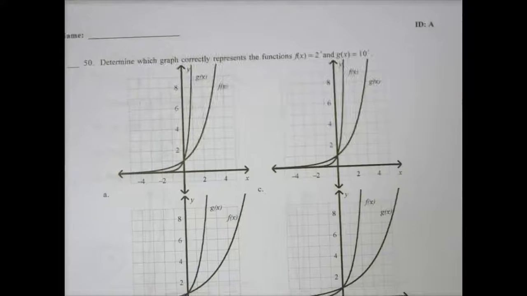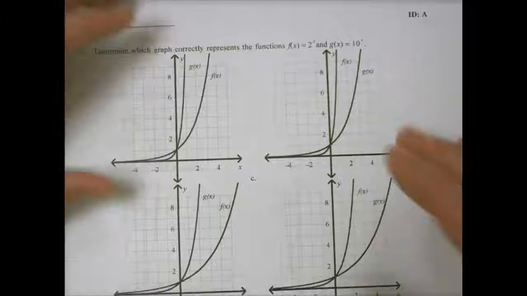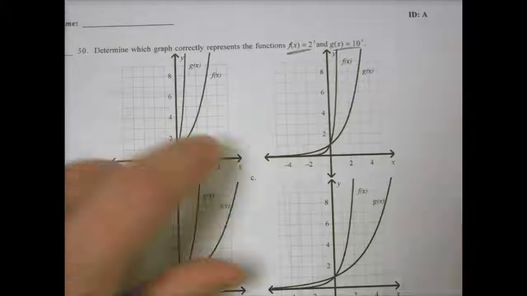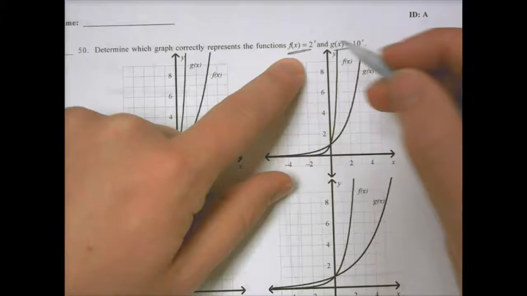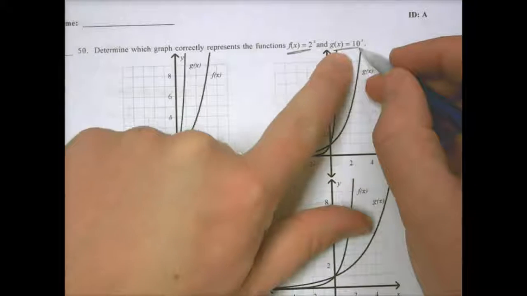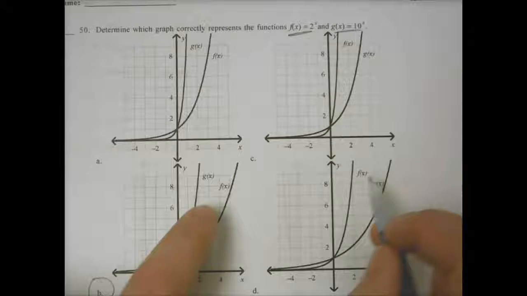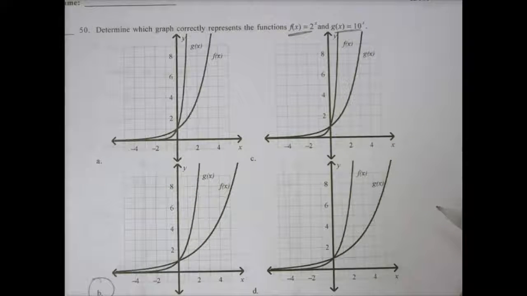Again, you can type this stuff in your calculator and check it. Here, determine what graphs are g of x and f of x. So notice f of x is 2 to the x. So 2 to the x is not going to grow as fast as 10 to the x. So it's really kind of close as to what these things are.